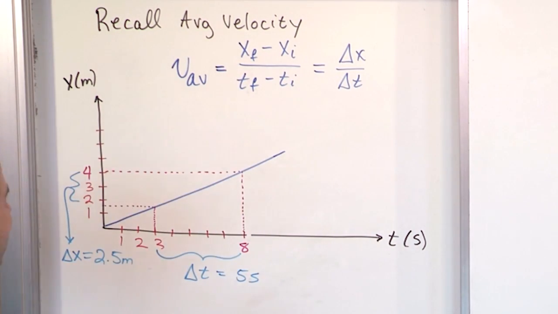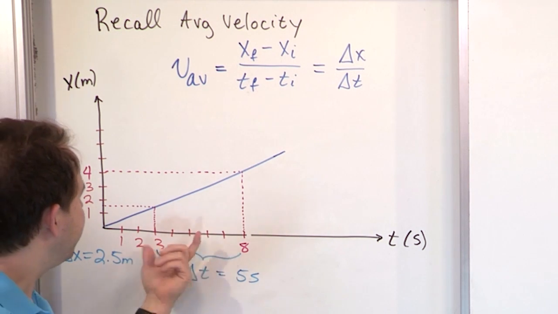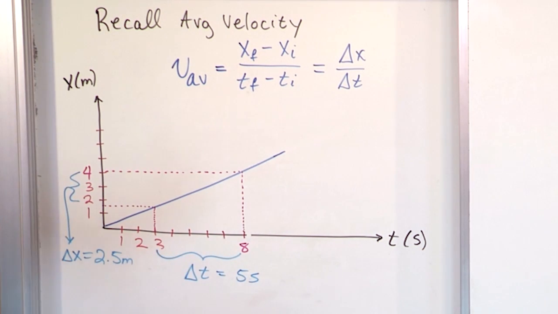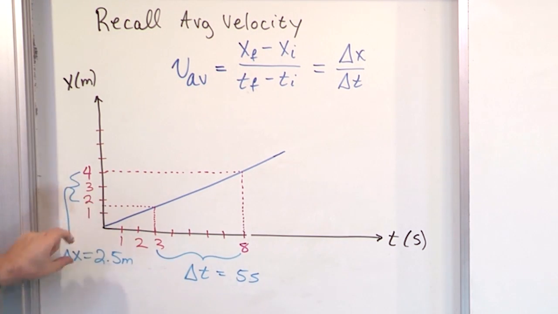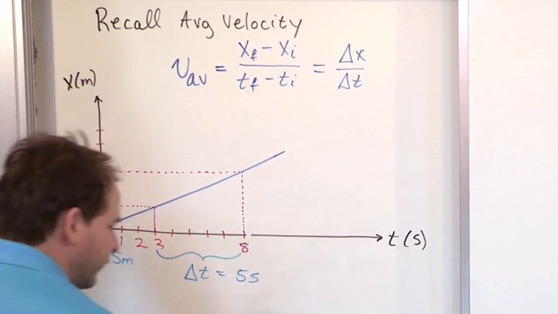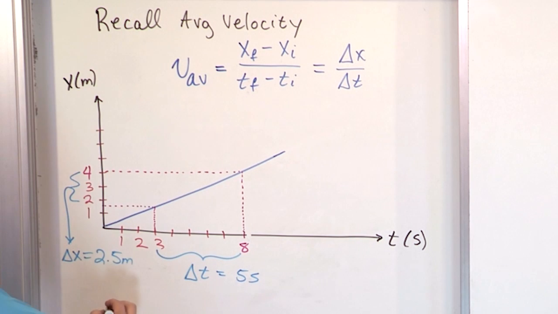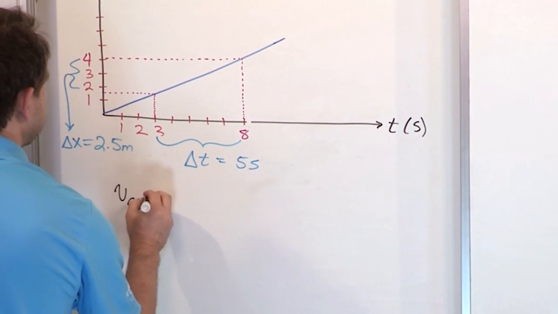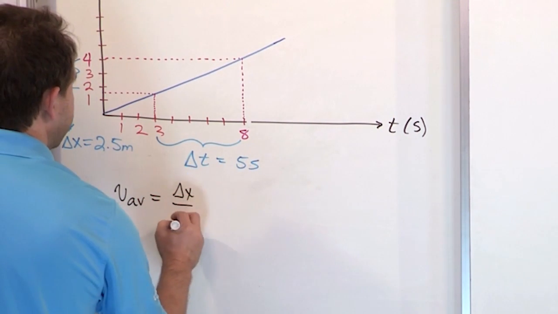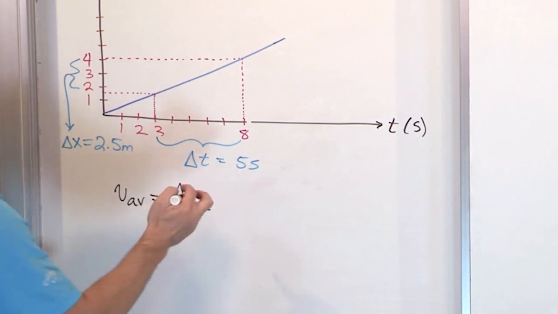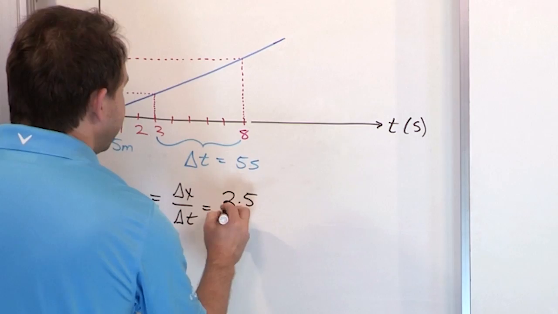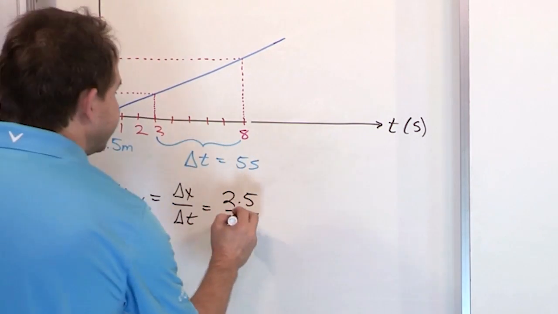let's just say I wanted to find the average velocity during this amount of time, right? In this amount of time, I went 5 seconds, and that corresponds to about 2.5 meters of distance traveled. So how do you do it? You say, well, the average velocity is equal to delta x divided by delta t. The delta x, which is how far I traveled, is 2.5 meters. And then you have 5 seconds.